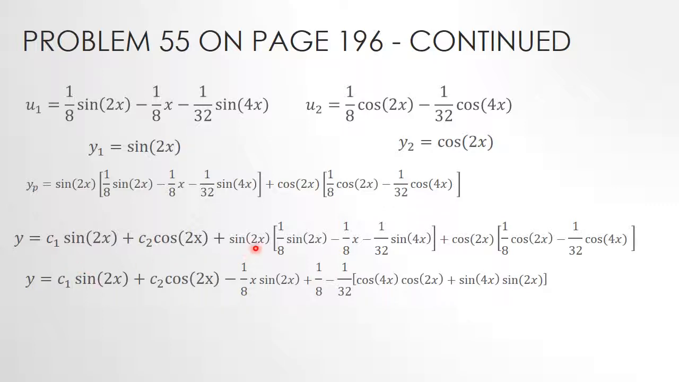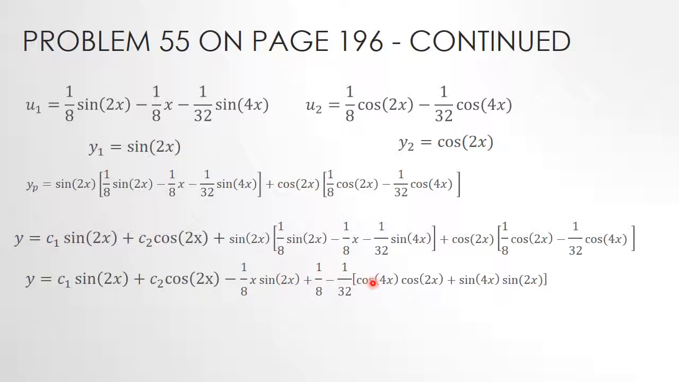Let's see. I've got this factor of x sine of 2x, and then the rest I can arrange this way. You see, I got a sine 2x times a sine 2x and a 1/8. I got a cosine 2x and a cosine 2x times 1/8. So when you add those together, they just give me 1/8. This term is the only term with x, so that's this term right here.